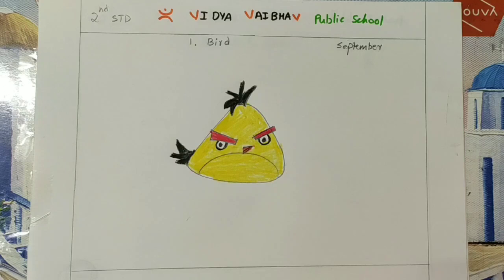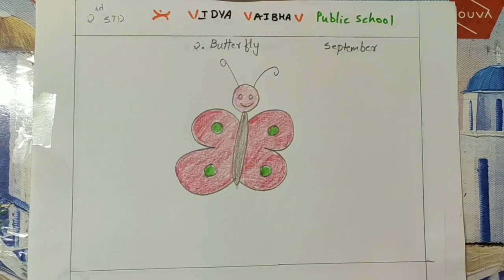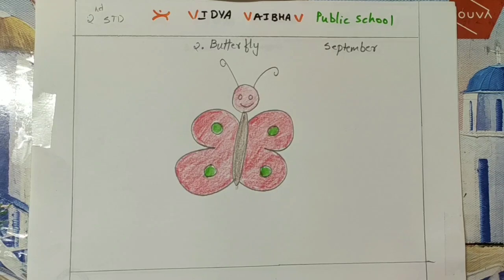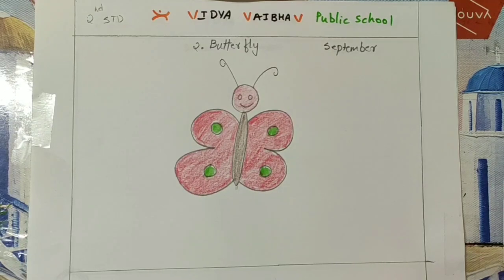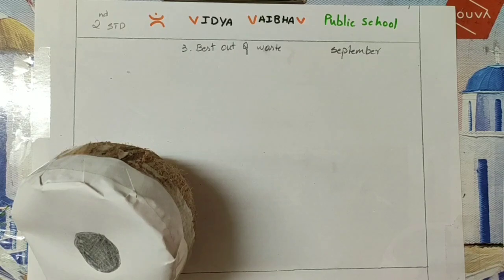The first topic we learned is a bird, angry bird. Yes, we made it very colorful with the yellow color. The second thing, we did a butterfly. You can choose your own color, you can make it very colorful also. And the third topic, we used a coconut shell and we created a tabla. You can do one more and you can keep two.